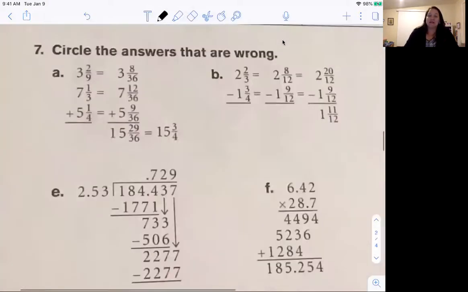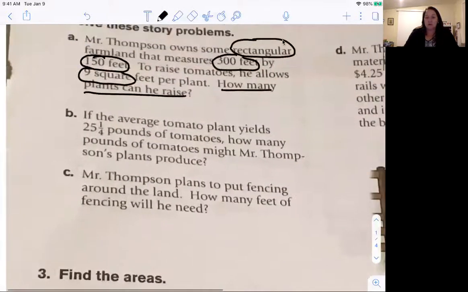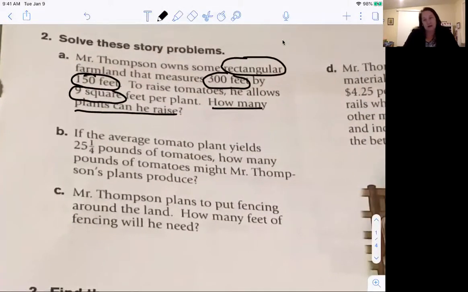5,000 plants. He can plant 5,000 plants, or can he raise, sorry, 5,000 plants. That's a lot of plants. Okay, let's look at letter B.